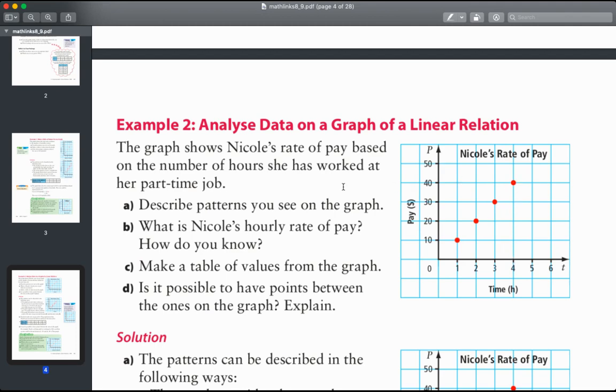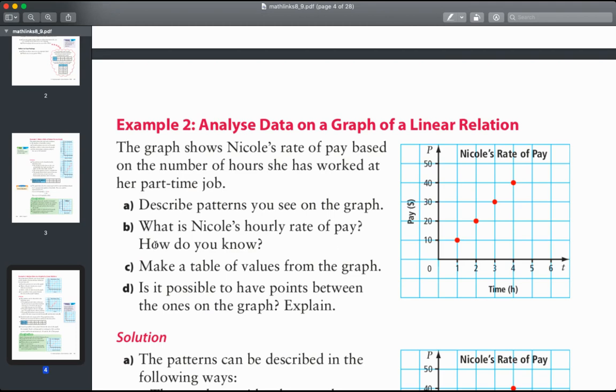It says describe any patterns you see in the graph. Well, for me a pattern right off the start is that every time Nicole works another hour, she makes $10 more. And so when it asks what is Nicole's hourly rate of pay, because she is always getting $10 for every hour she works, that is her rate of pay, $10 per hour.